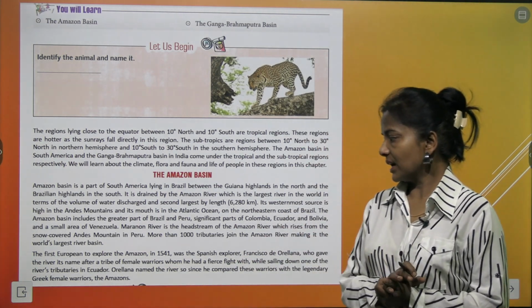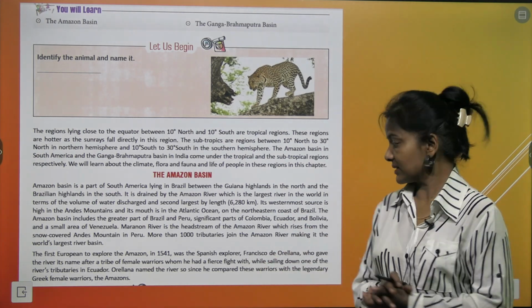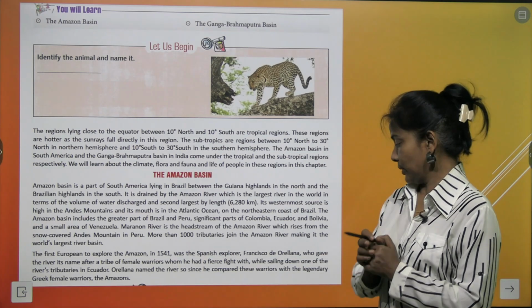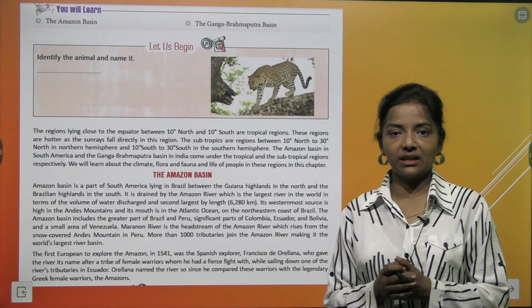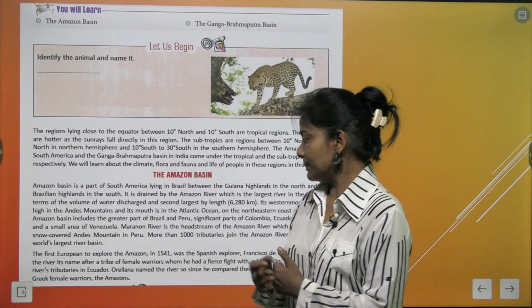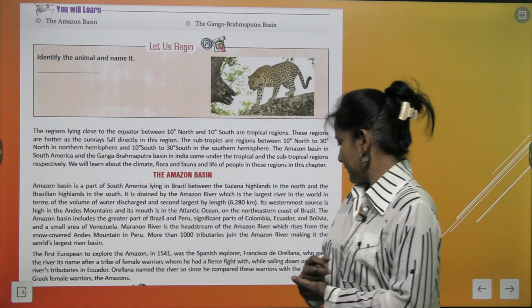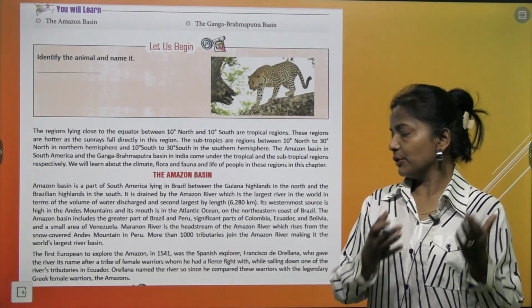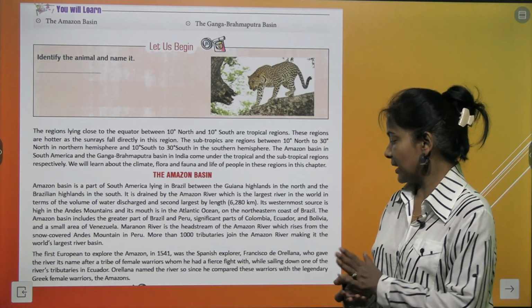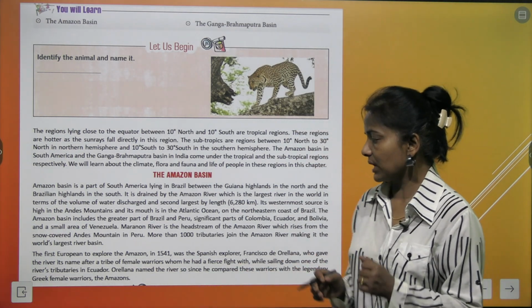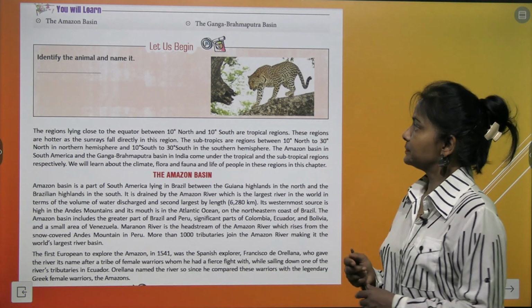अब जो पहला यूरोपियन था जिसने एक्सप्लोर किया अमेज़न को, वो था एक स्पेनिश एक्सप्लोरर जिसका नाम था फ्रांसिस्को डी ऑर्लियानो. और उसने इस रिवर का ये नाम किसके ऊपर दिया? एक ट्राइब ऑफ फीमेल वॉरियर्स, जिससे उसकी फाइट हुई जब वो एक रिवर ट्रिब्यूटरी इन इक्वेडर में सेल कर रहा था. Orellana named the river so since he compared these warriors with the legendary Greek female warriors, the Amazons. Okay?